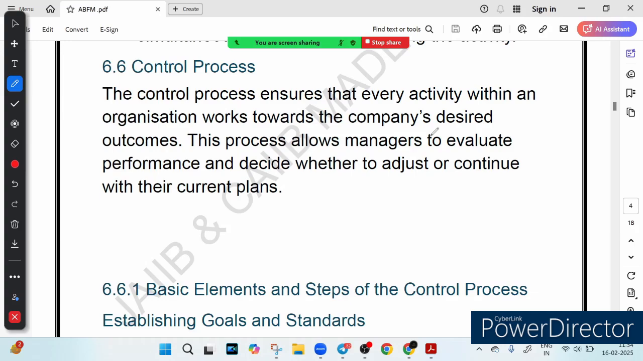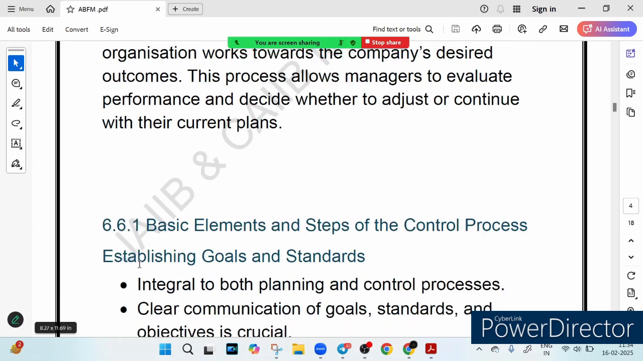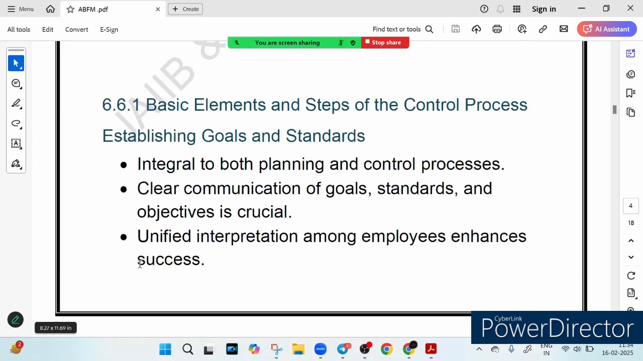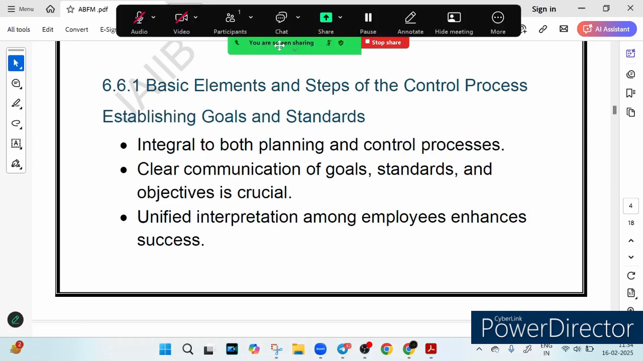Imagine running a business without control. Employees are doing what they want, and there are no targets, no performance checks. It would be chaos. That is why controlling is crucial. It helps a business stay on track, avoid mistakes and achieve goals efficiently. We will break down the control process with simple real life examples to make it crystal clear for your upcoming CIV examination. The first step is selecting goals and standards.